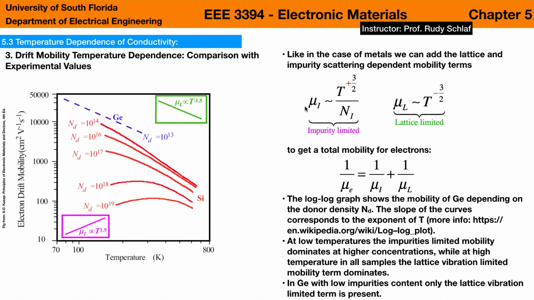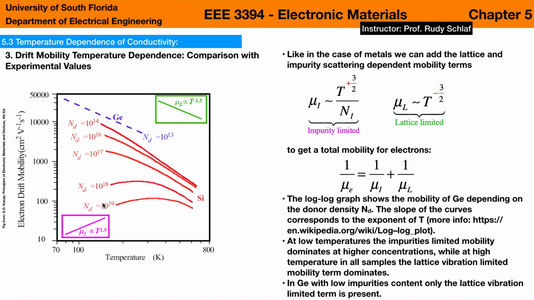And that means that if we have a function like this here where we have an exponent, then this exponent shows up as the slope of the curve in such a log-log graph. There's an interesting Wikipedia entry about this if you're interested. So this makes it very convenient to read this graph here, because our theoretical limits are now these slopes here. So this is the impurity limited mobility slope, and this here is the lattice vibration limited slope.